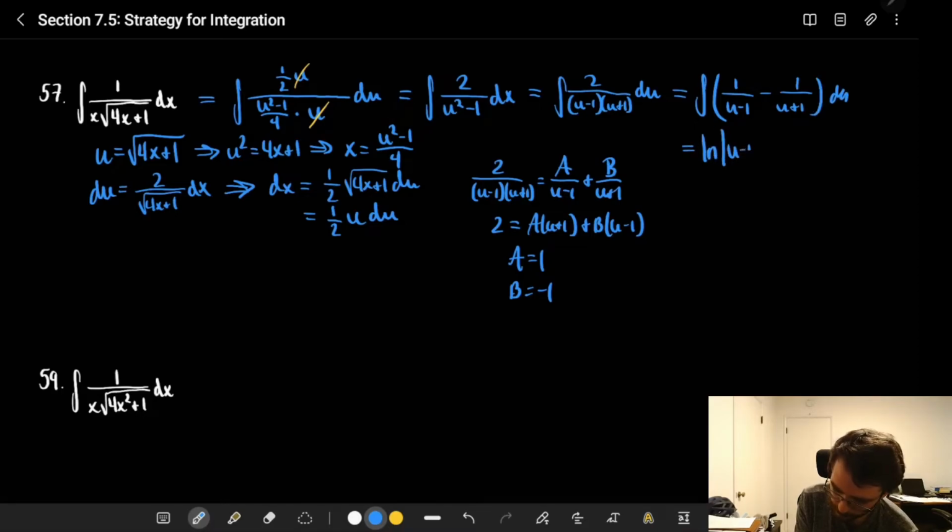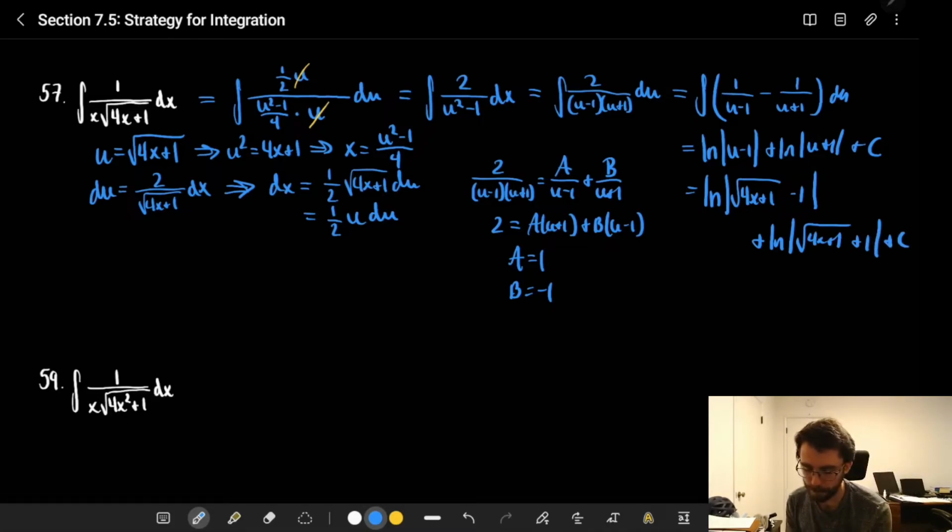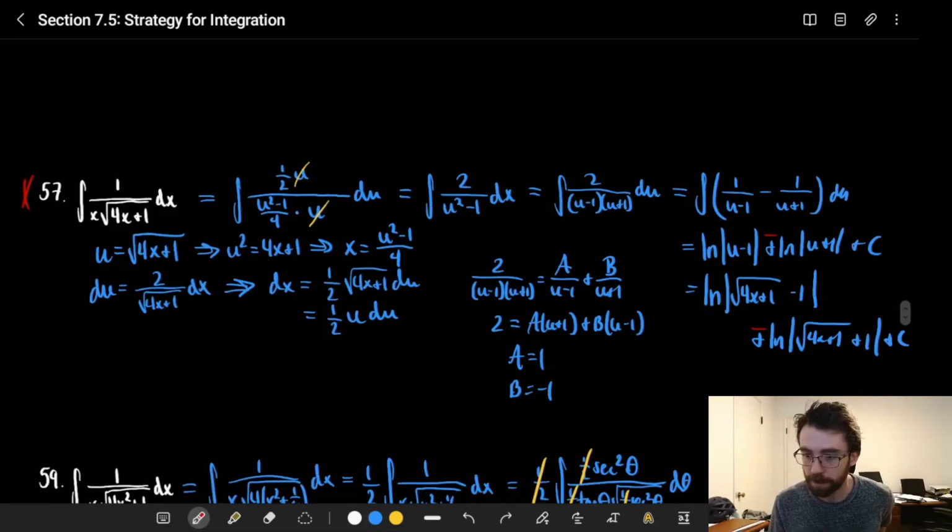Integrate that, you get this, just from memory. Plug back in for u was the square root thing. Plus natural log of the square root thing plus 1 with a constant. Ugly, but should be correct, I think.